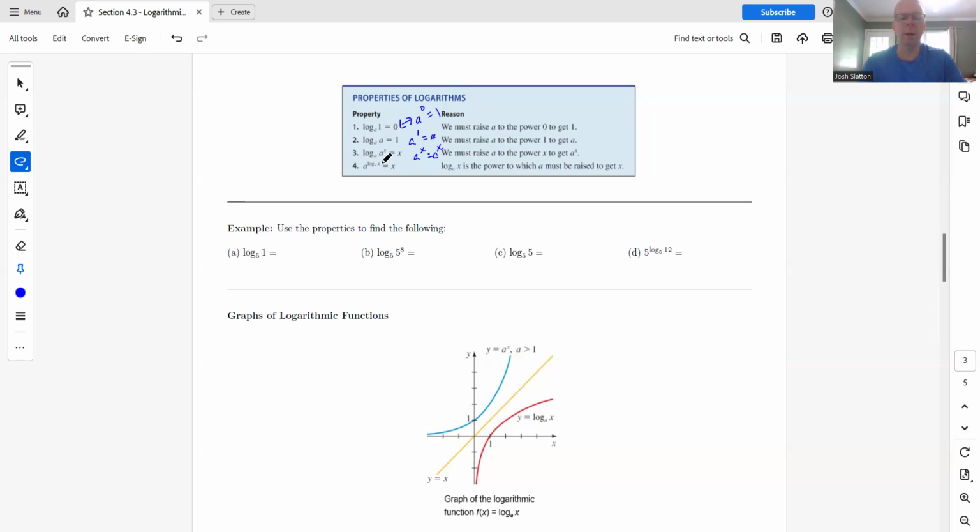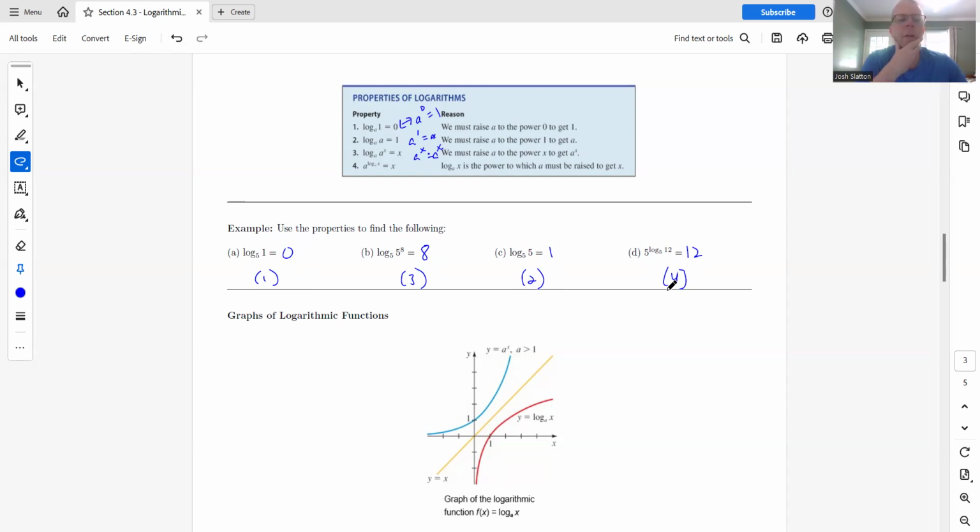So use the properties to find the following. Log base 5 of 1 would equal 0 by property 1. Log base 5 to the 8th, that would equal 8 by property 3. Log base 5 of 5, that would equal 1 by property 2. And then 5 to the log base 5 of 12 would equal 12, and that's by property 4. So you want to be able to do those, be familiar with those.